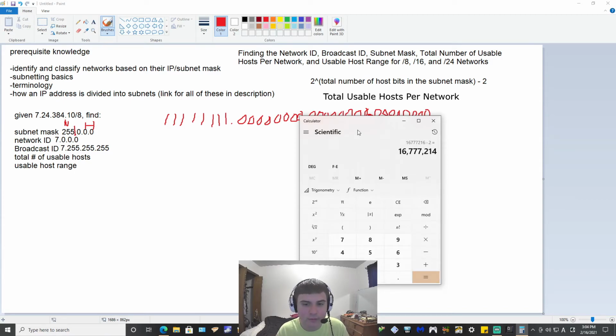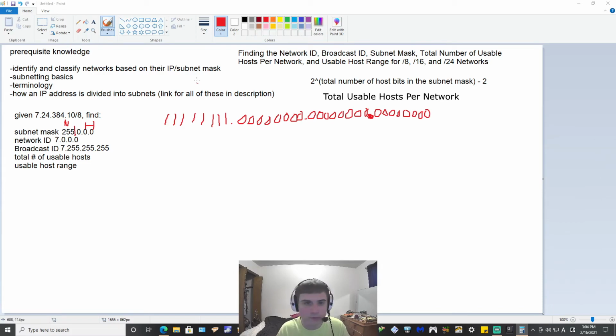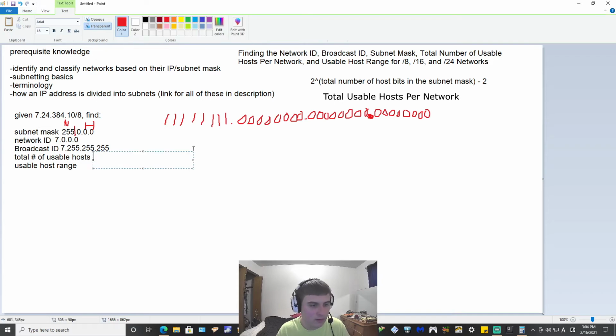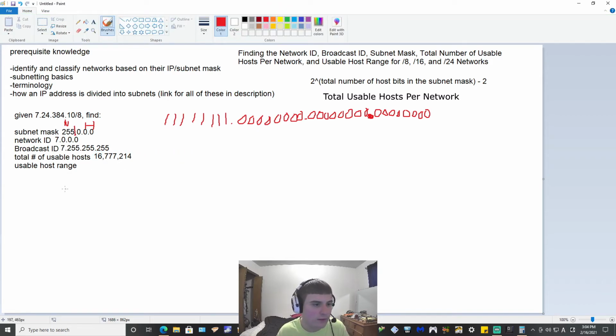So our total number of usable hosts, I'm going to write this out. We're going to do blank, is 16,777,214. That's our total number of usable hosts. Keyword right here, usable. Because if we're talking about the total number of hosts, we don't subtract 2. But since we're specifically talking about the total number of usable hosts, we do subtract 2.